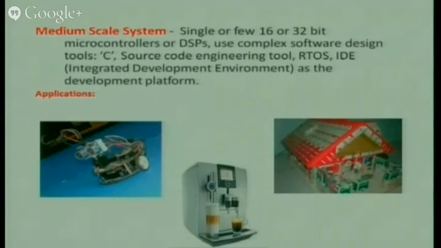The second category is the medium scale embedded system. Now this category contains a single 16-bit or 32-bit, or a few 16- or 32-bit microcontrollers. In the case of 32-bit microcontrollers we have ARM type of embedded processors. ARM stands for Advanced RISC Machine. These types of embedded processors use complex software design tools like CFID, RTS, and they may be employed in some real-time applications.